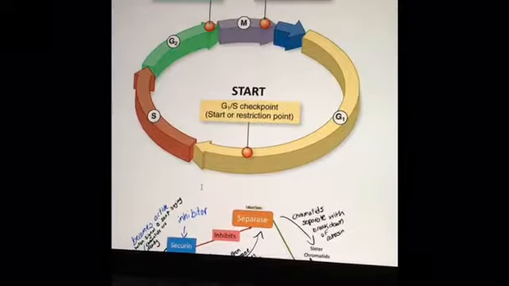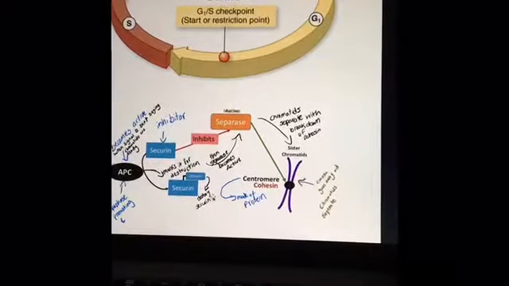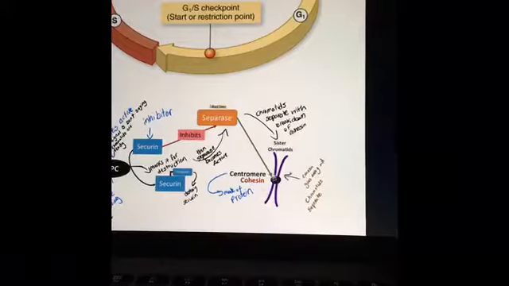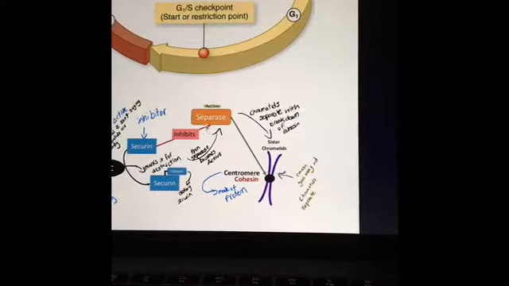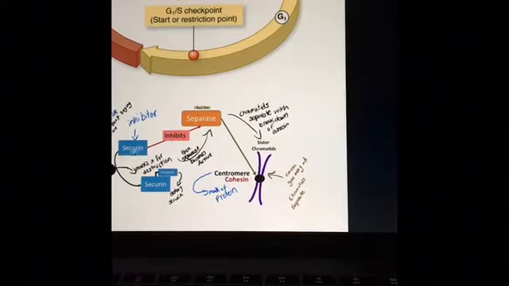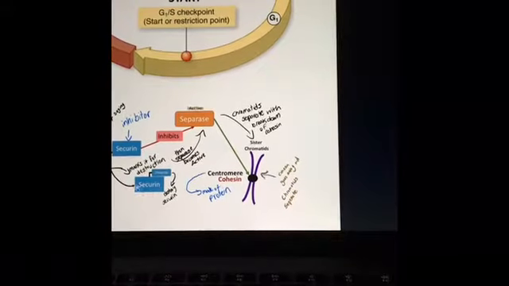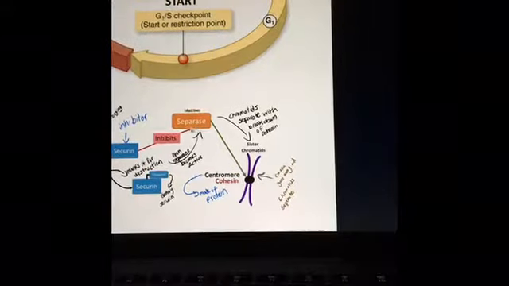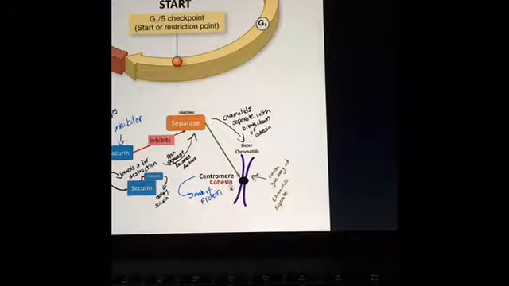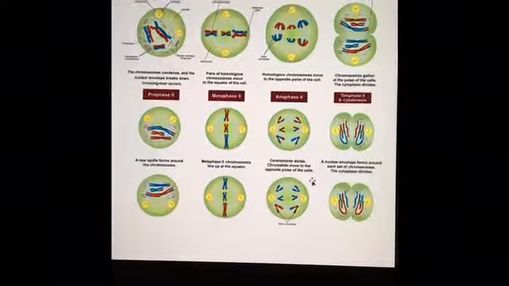Okay, so the final checkpoint is the spindle checkpoint, or the APC checkpoint. And what happens in this checkpoint is cohesin is being broken down. It's being broken down by separase, and separase has an inhibitor, securin. So APC comes with another enzyme and destroys the securin, which frees up the separase to break down the cohesin, which allows for anaphase.